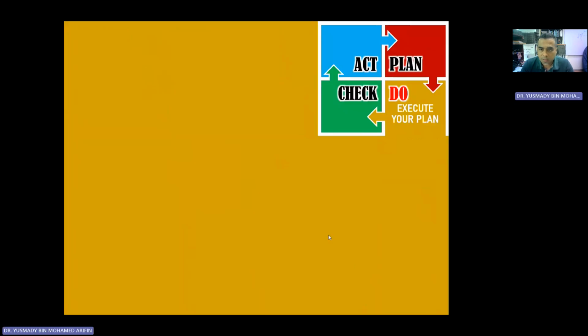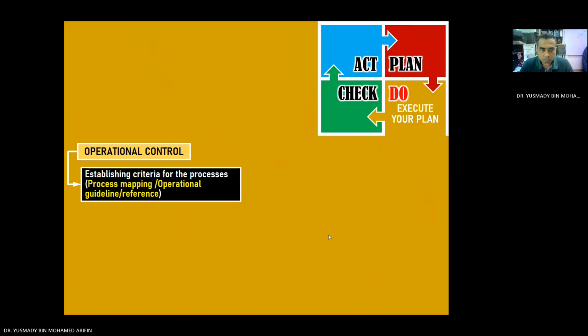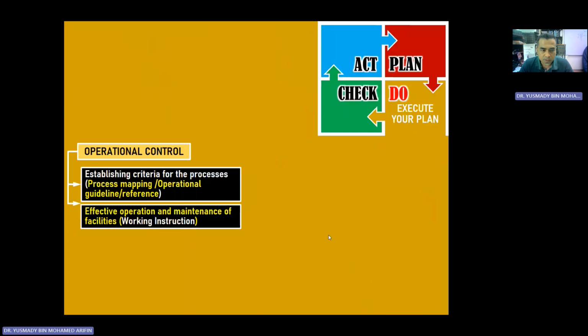Next, still under the do step, where we need to execute our plan, under operational control, we need to establish the criteria for the processes, such as process mapping, operational guideline, and also reference. We need to make sure we have effective operation and maintenance of facilities, which refers to the work instruction.